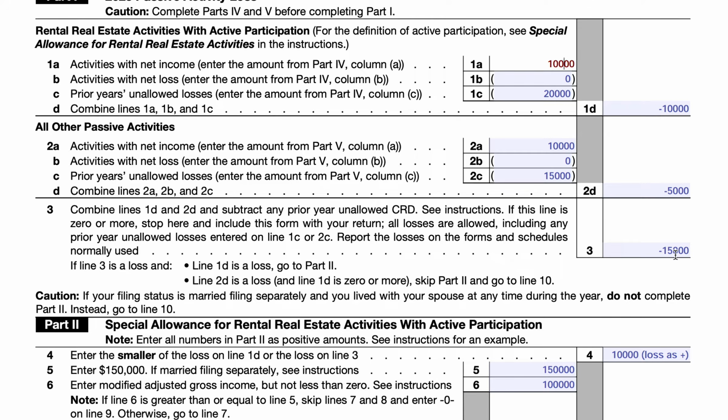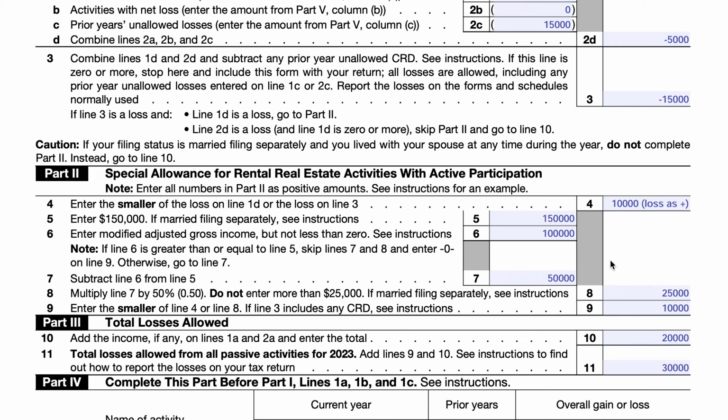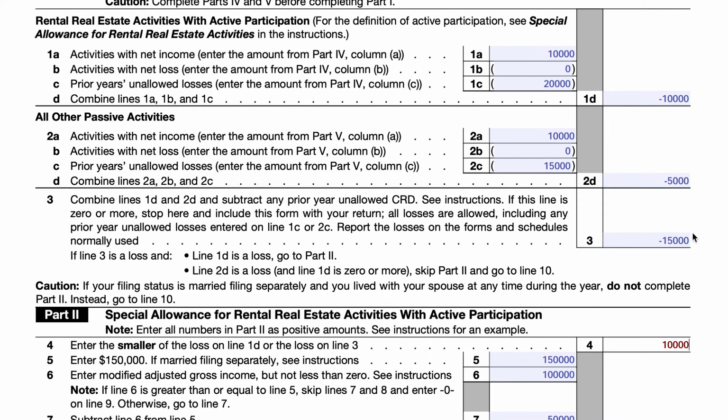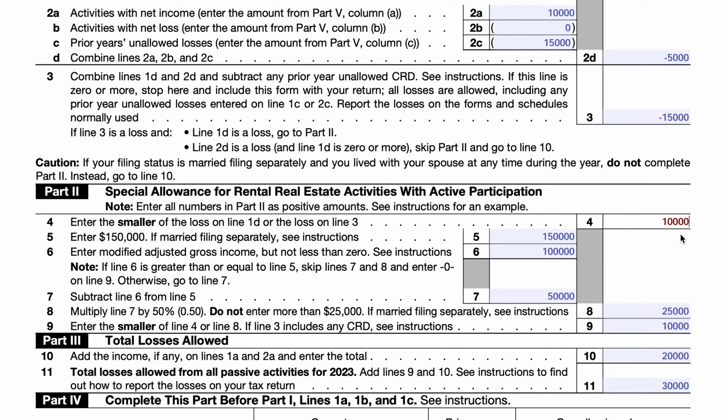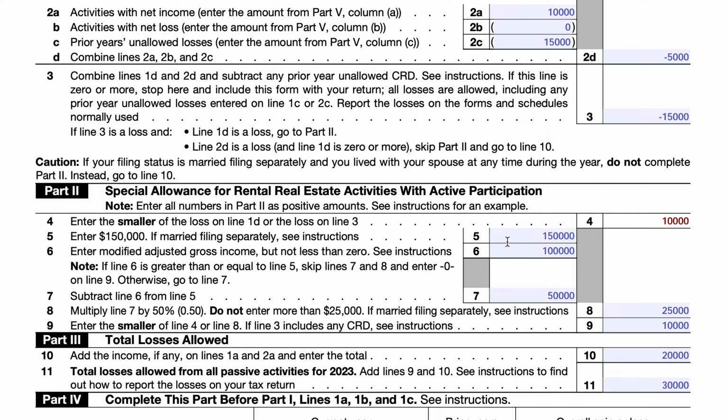And again, for people that are literal math aficionados, you would know that a bigger negative number is technically smaller in the math world. That's not the way the IRS sees it for purposes of this worksheet. That's why I entered the loss as a positive number here. In other words, just take the absolute value of either lines 3 or 1D and then put the smaller of that number here as a positive number.